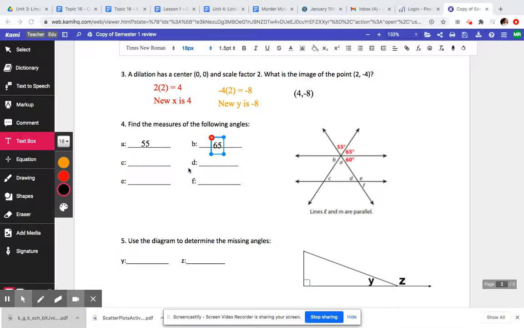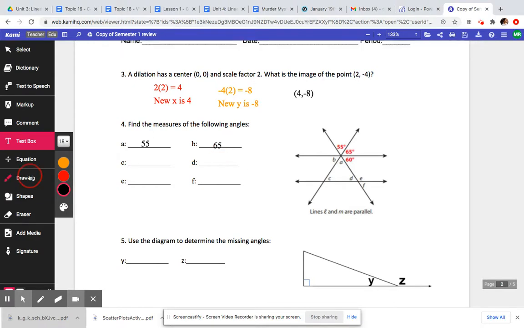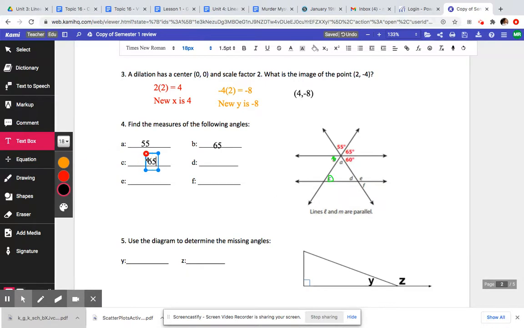Let's keep going. So we can now figure out what C is, because if you remember our definition of alternate interior angles, they are the exact same. B right here is the alternate interior of C. They're the exact same angle, but opposite interior angles. They're on the opposite side of this line here, and they're inside of these parallel lines. So C will be the exact same as B. So C is also going to be 65.